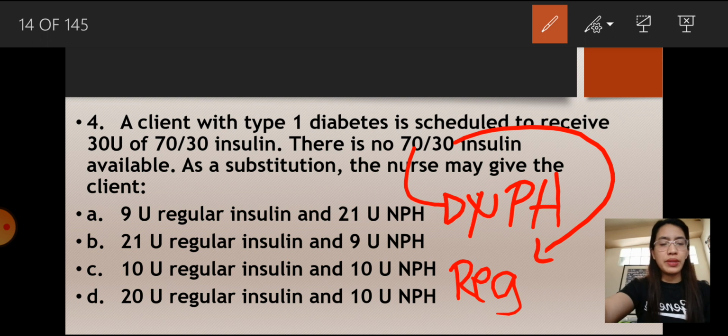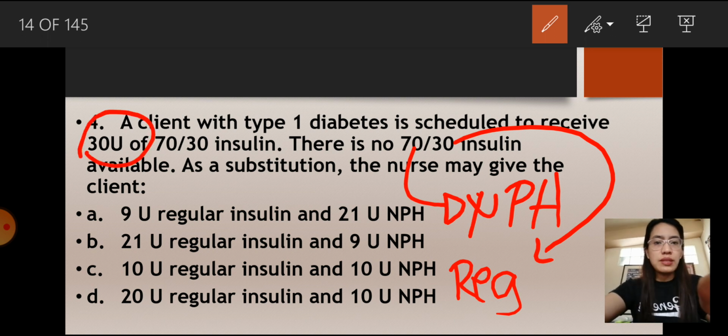So, dahil 30 units, I hope you know your math. So, ang gagawin lang natin, mag-multiply na tayo. So, 70% times 30, that will be how many units? 21 units of NPH. Okay? 21 units of NPH.